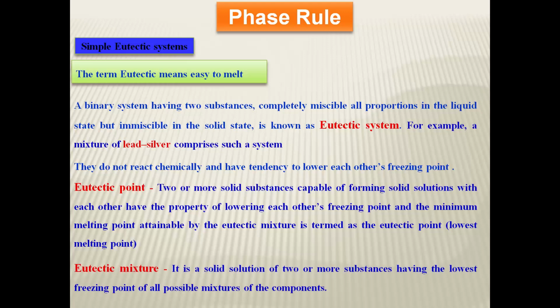What is the eutectic mixture? The composition corresponding to the eutectic point is known as the eutectic mixture. That is, it is a solid solution of two or more substances having the lowest freezing point of all possible mixtures of the components. The composition corresponding to that point, where the minimum melting point was attained, is known as the eutectic mixture. These will be more clear to you as we proceed further.